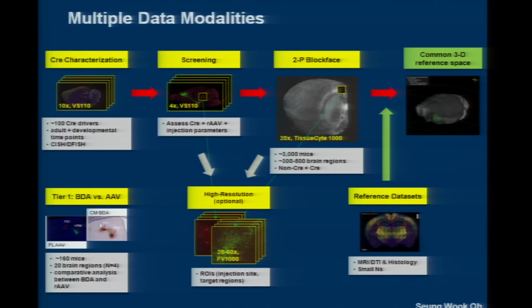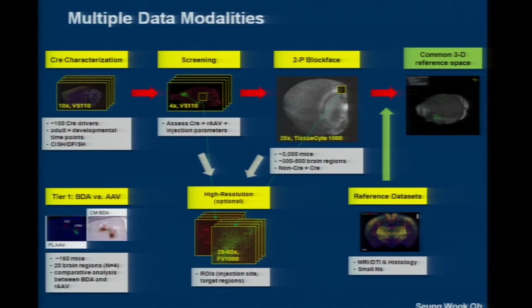At the same time, as I mentioned earlier, we'll have a small-scale comparative study of the conventional tracer BDA versus AAV to validate the AAV as a tracing approach, and also to see the pros and cons of the two different approaches. Optionally, as I mentioned earlier, we can do high-resolution imaging.